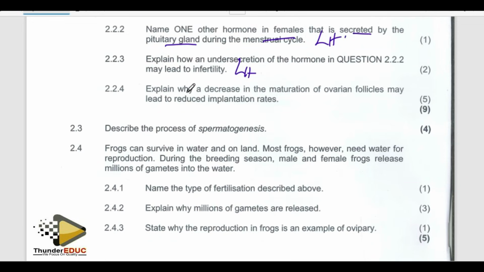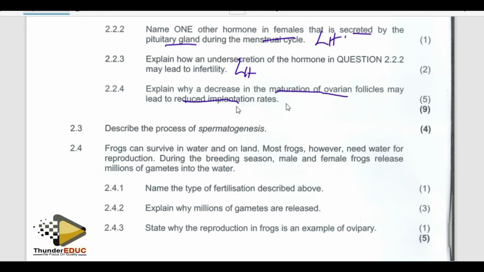Hundreds of times. Explain why decrease in the maturation of ovarian follicle may lead to reduced implantation rate. Here, if the Graafian follicle does not mature, how does that lead to reduced implantation?